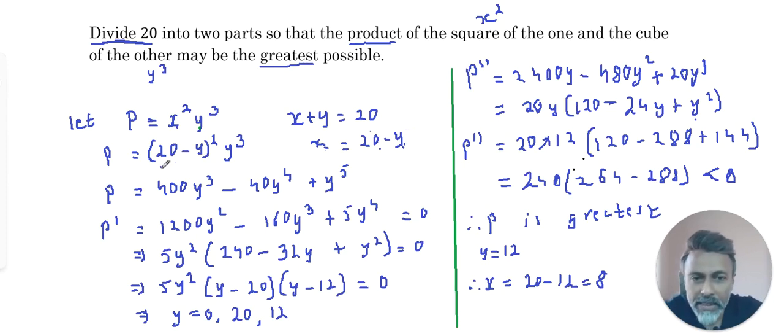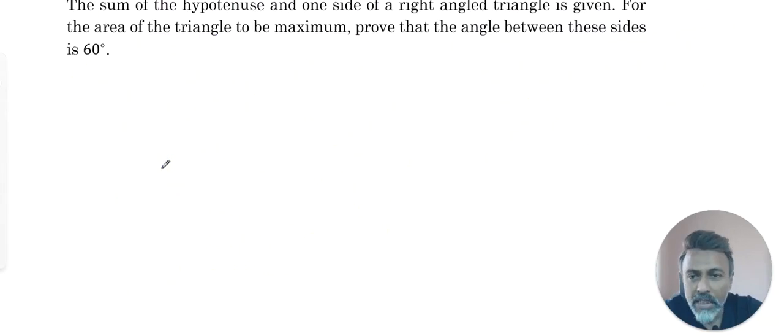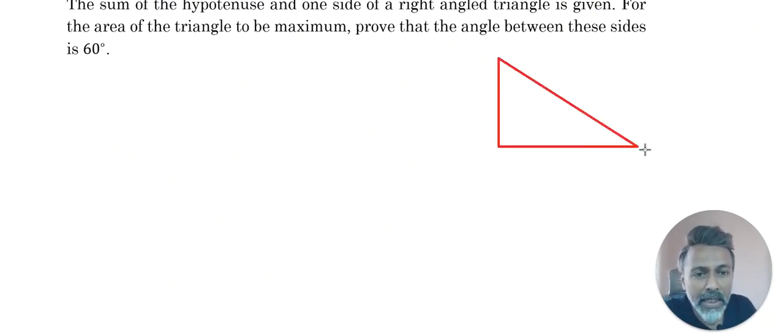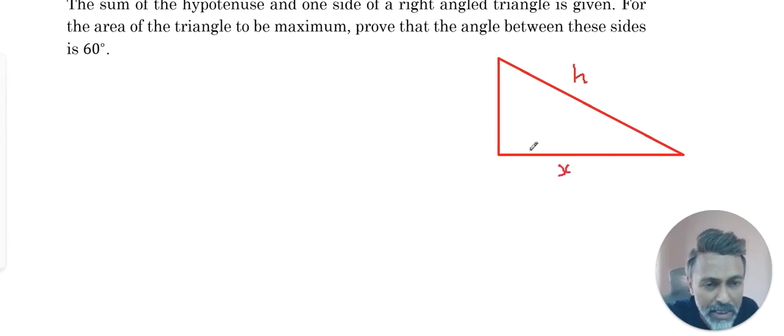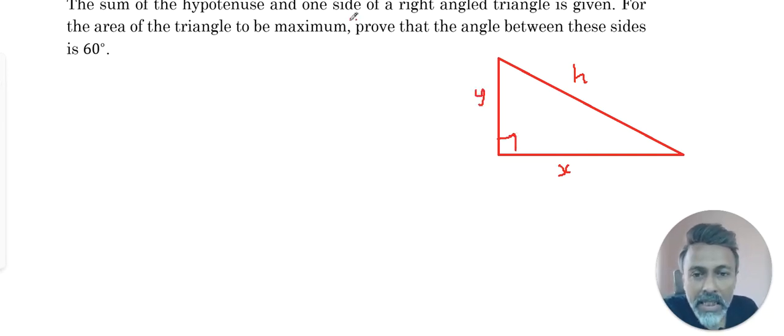Let's take one more. The question is, the sum of the hypotenuse and one side of a triangle. Let's draw a right angle triangle, and let's call the hypotenuse h, and the two perpendicular sides x and y. They are saying that the sum, meaning addition, of the hypotenuse and one side of a right angle triangle, so it could be y or x, when added with h, is given. Given means it's a constant.